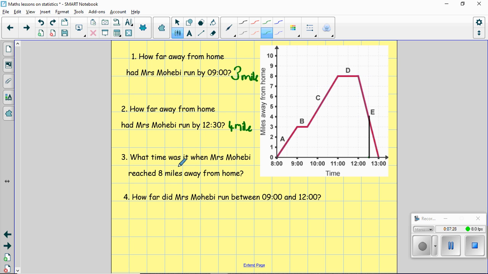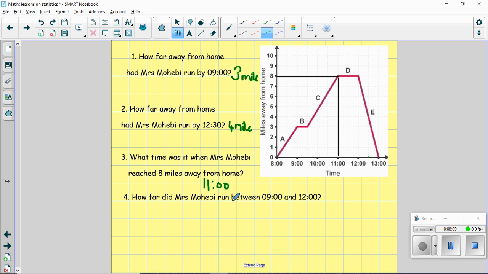That's it. Number 3, what time was it when Mrs. Mehebi reached 8 miles away from home? So let's find 8 miles. Get rid of that so I'm not getting confused. Get my ruler, 8 miles, go across till I meet the line, 8 miles. Right, and then I'm going to come down. What time was it when she was 8 miles from home? 11 o'clock. And that's how you do it. Now, I would recommend using a ruler like I've done there, so you can get your answers exactly right. 11. You don't need to put AM because it's in a 24-hour clock, isn't it?